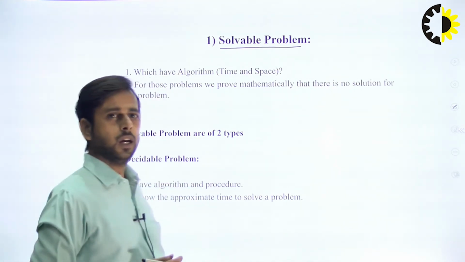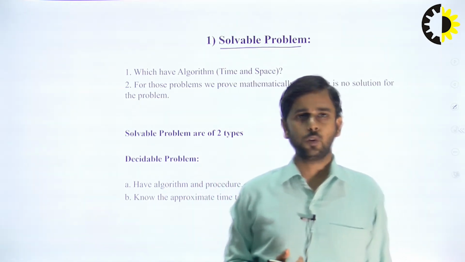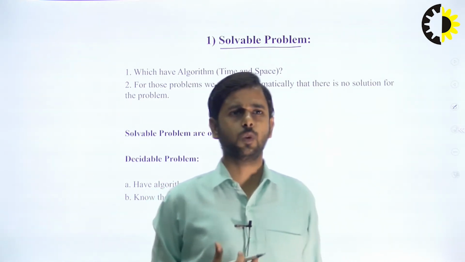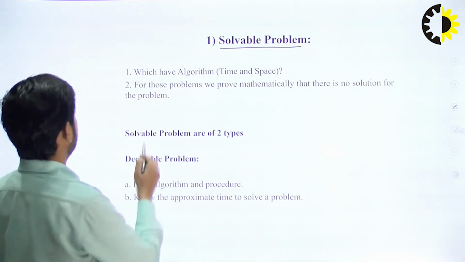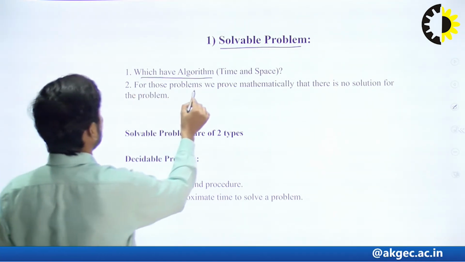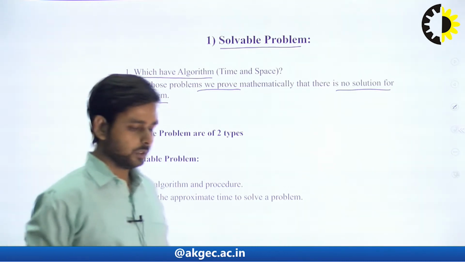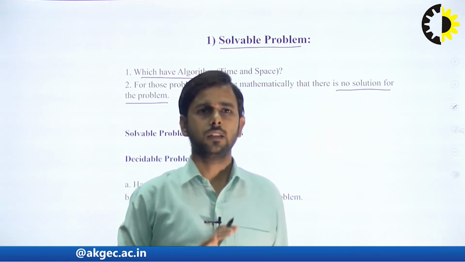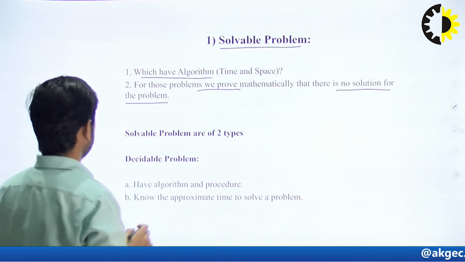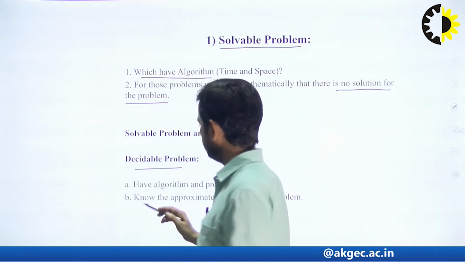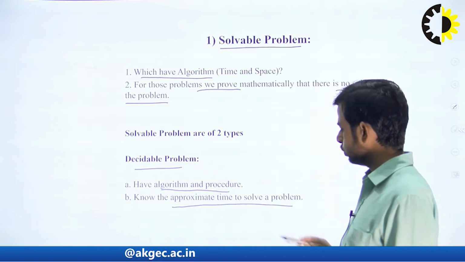Next, let's see the solvable problems. What are solvable problems? The problems for which an algorithm exists to solve them are known as solvable problems. Also, for problems for which we prove mathematically that there is no algorithm, that also comes into the category of solvable problems. Then there are decidable problems. A decidable problem means it has an algorithm and procedure, and it knows the approximate time to solve the problem.